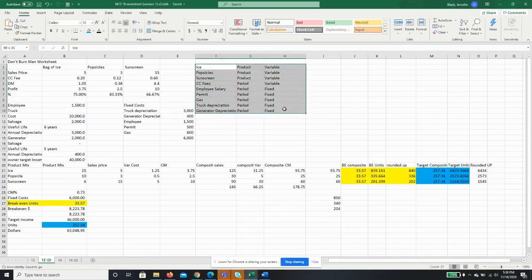So first of all, this section here, the ice, the popsicles, and sunscreen, those are your three product costs, and those are all variable. Those are your only product costs because everything else is related to selling that product, making it a period cost. The credit card fees were a variable selling cost, which is why they're included in contribution margin. Everything else is fixed. It's fixed because we're going to pay the same amount. Like someone asked a good question about the gas. The gas we're using to get out to the playa and back, and we're going to spend the same amount of gas no matter how much we actually sell.